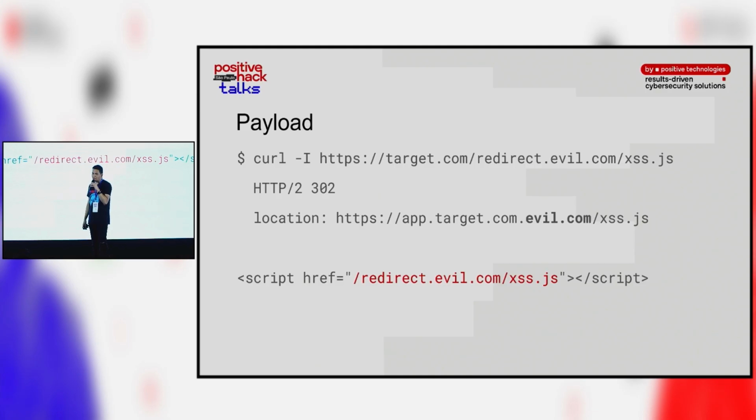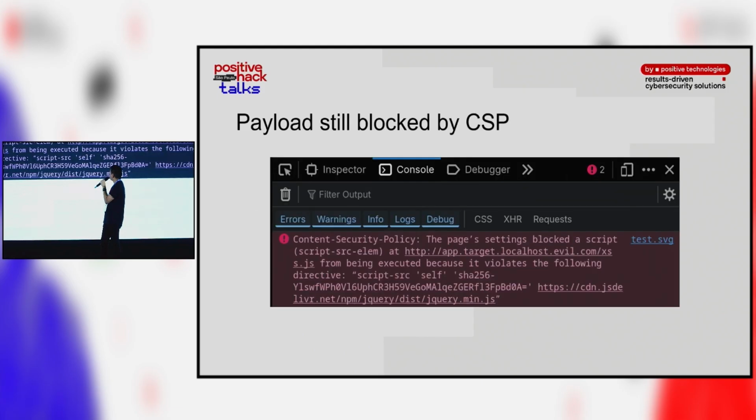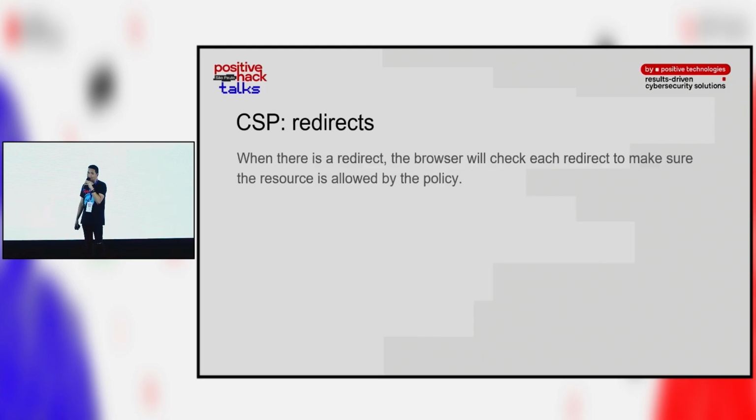You may be thinking that I could just use this in my payload, since the first redirect is on the same origin, so it would be allowed. But the answer is nope, because browsers check each redirect that needs to be allowed by the policy. So the first resource is allowed, but then the second redirect is not, so it's blocked by the policy.